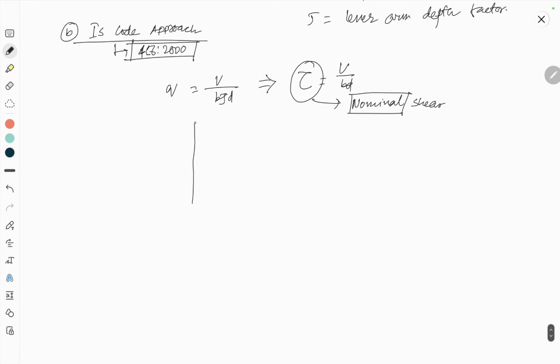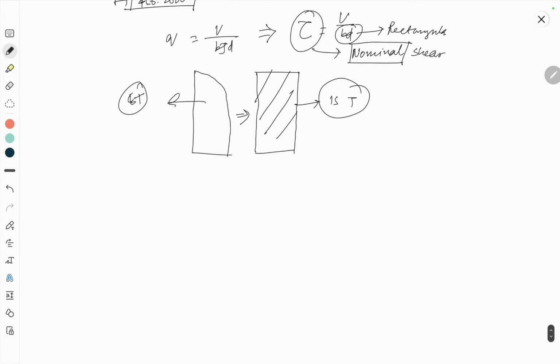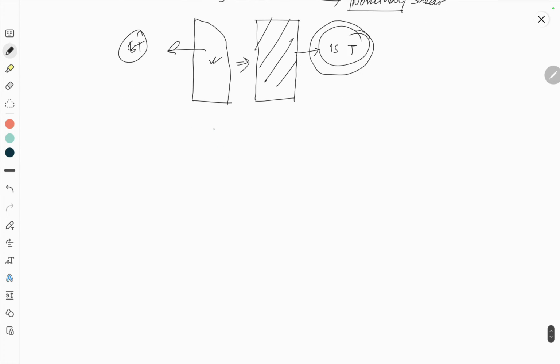Because the actual shear stress looks like this, but this BD is showing a rectangular. That means here it is like this. So this is from your elastic theory. This is from IS code theory. And elastic theory to IS code, this is the conversion change. So now why is it called nominal shear? Because if I superimpose this section on this section, then it will be like this.